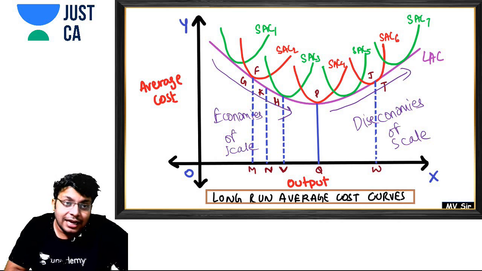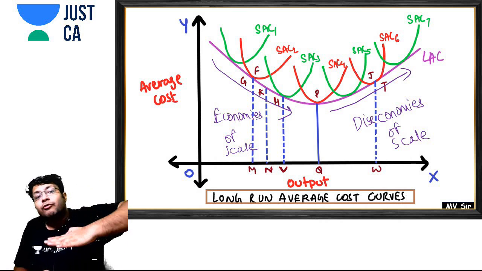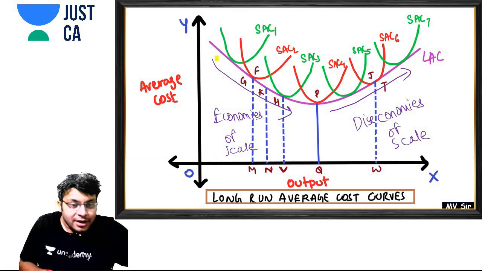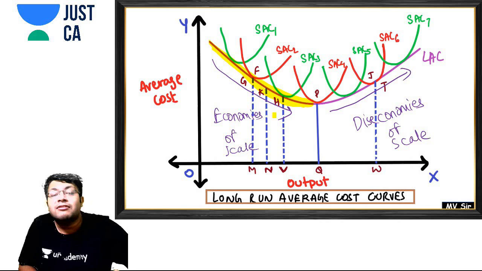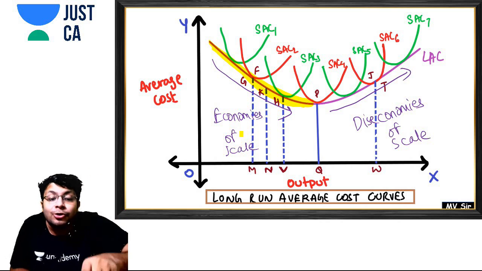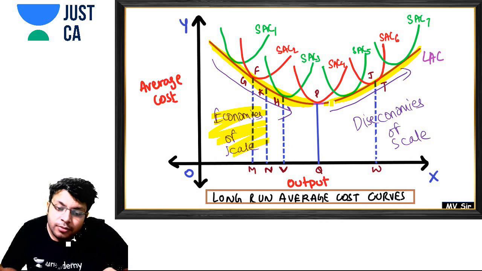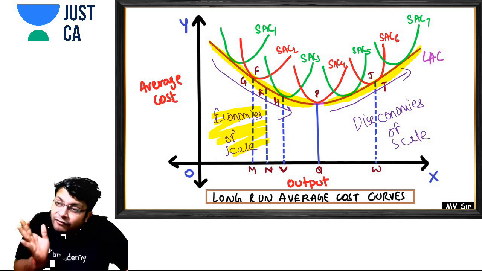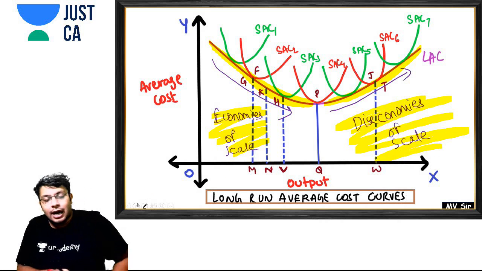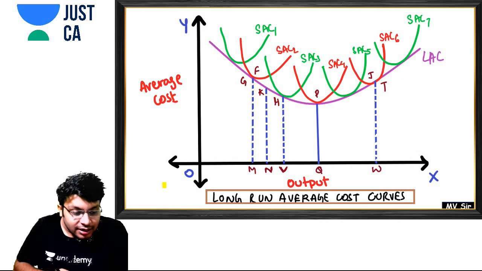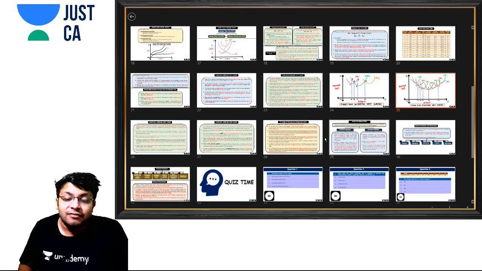So a question comes in the exam about the negative slope of the long run average cost curve. What do you mean by negative slope? The negative slope means the downward sloping part. The negative slope part of the long run average cost curve is due to economies of scale. The positive sloping part, the upward sloping part of the LAC curve, is due to diseconomies of scale. Are you getting my point or not? This is the reason why your LAC curve is U-shaped.